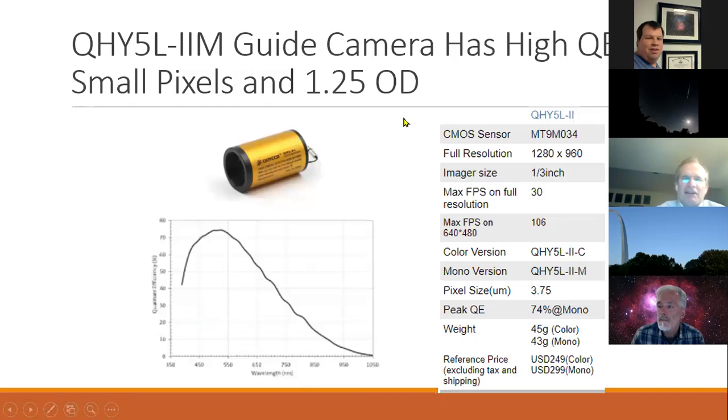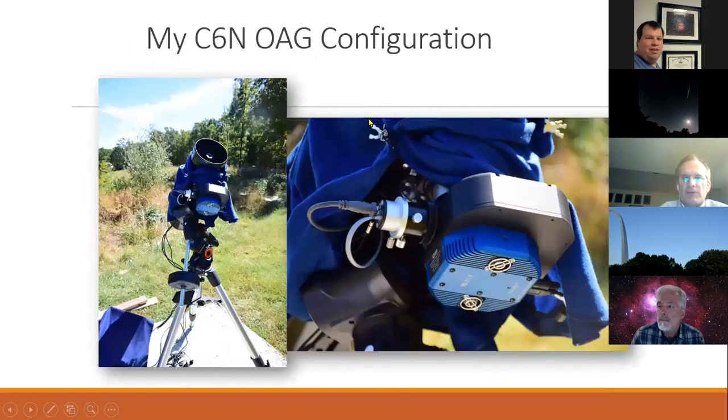But I don't want to go too much into auto guiding because you guys know more than I do here, but I do love this UHY5L camera. It's got a really good quantum efficiency, very sensitive, and it's got a 1.25 inch outer diameter. So you can see from the previous picture, it just fits perfectly into my guide port.